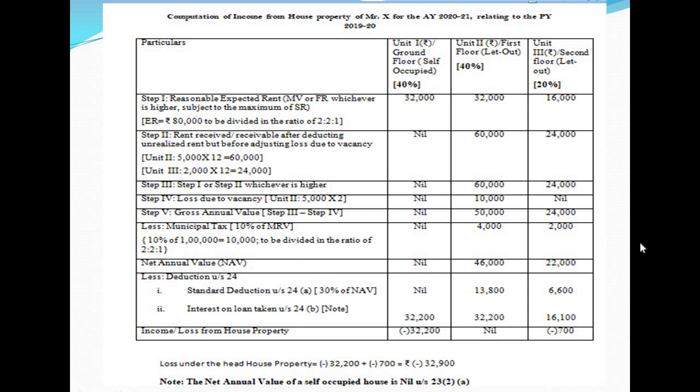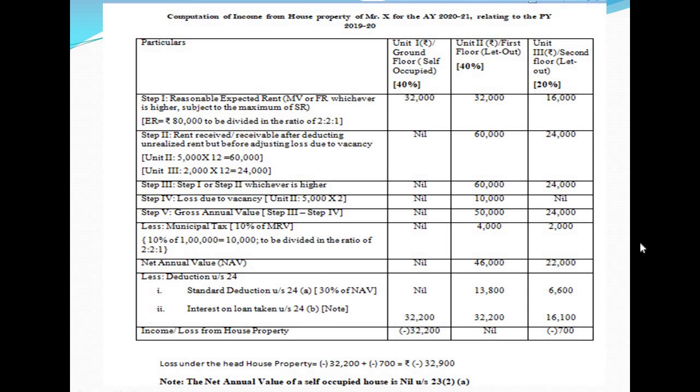Then we also have the interest on loan under section 24(b). If you look at the note, the interest on loan has been divided in the ratio of 2:2:1, which for the first unit will be 32,200, for the second unit 32,200, and for unit 3, 16,100. If you deduct the deduction under section 24 from the net annual value, you'll get the income or loss from house property. For unit 1, it is a loss of 32,200. For unit 2, it's nil, and for unit 3, it is minus 700, that is a loss of 700.